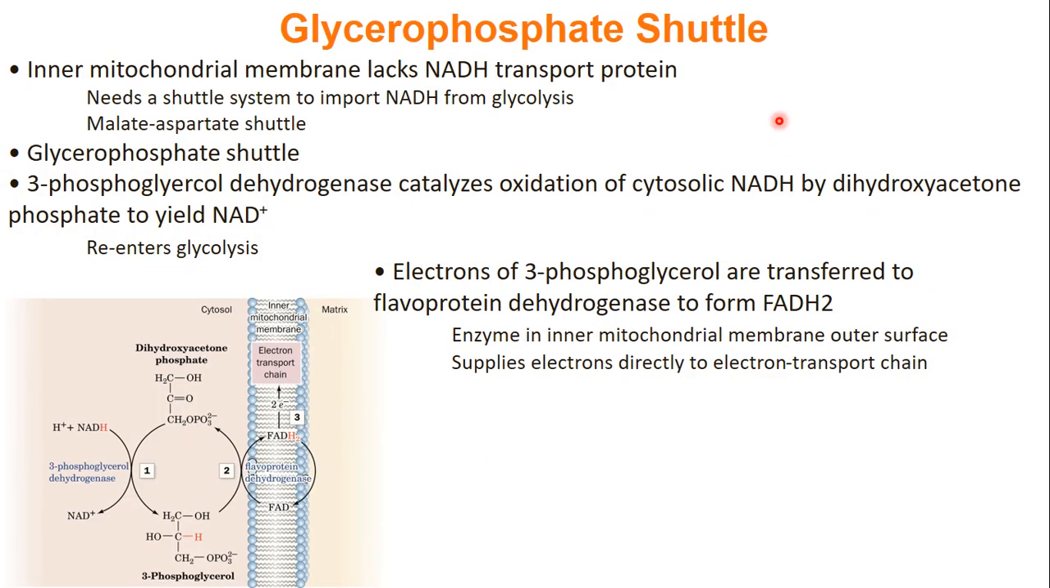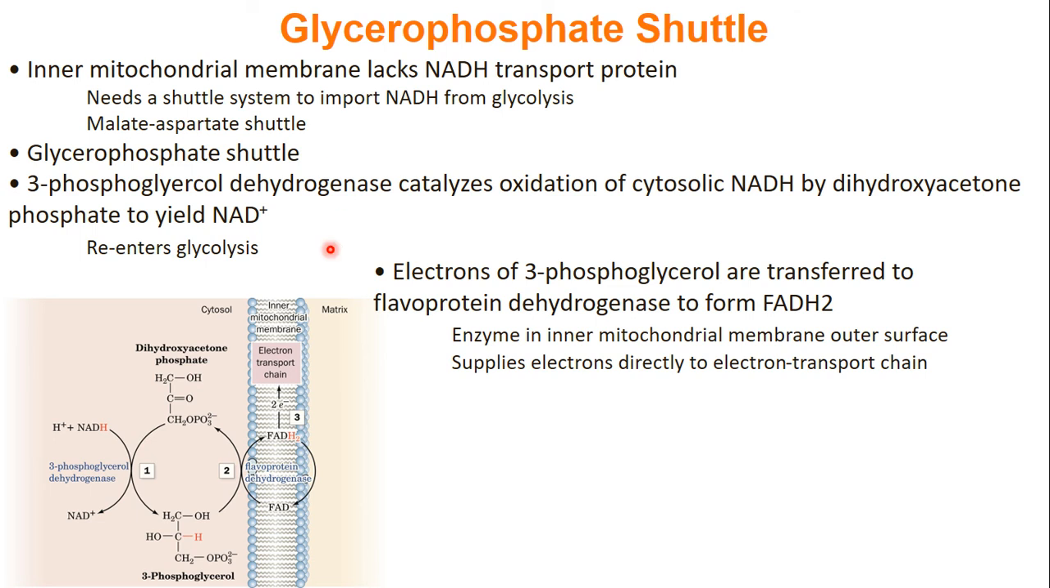Now, for oxidative phosphorylation to happen, we need NADH to get in. And so we have different shuttles to allow NADH from the cytosol to go to the mitochondria. One way we already looked at is the malate-aspartate shuttle, and we talked about that a few weeks ago. Another way is the glycerophosphate shuttle.